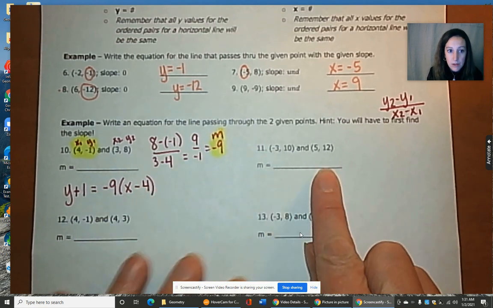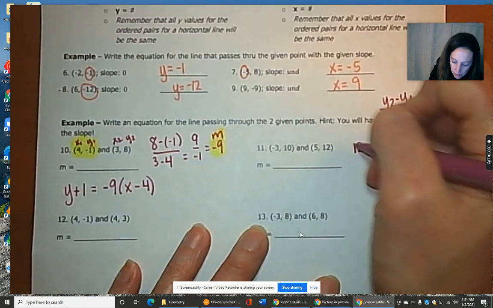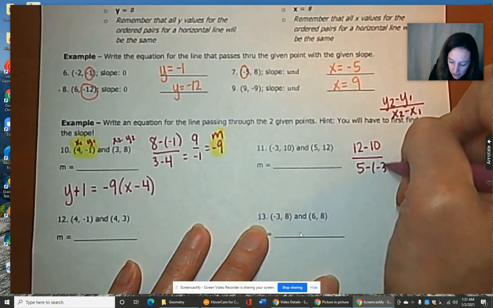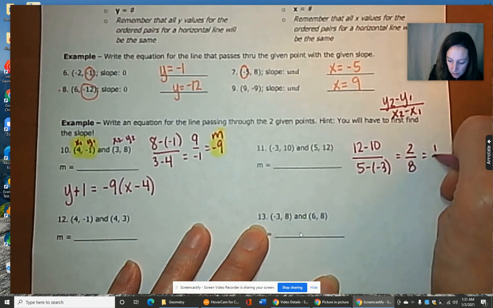Right? You do this one. What's your slope? 12 minus 10 over 5 minus a -3 will give us 2 over 8. So my slope is 1/4.